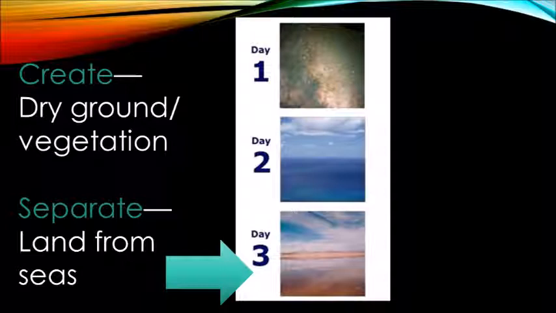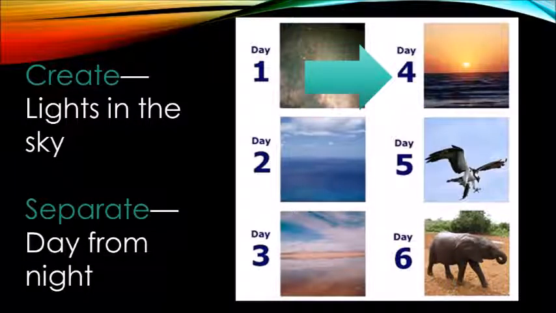Then on the third day, there's the separation of the land from the seas. So there's the creation of the dry ground as well as the creation of vegetation. Notice that these 3 days are all stationary. They're static. They don't move around. Let's see how they set the stage for the next 3 days.